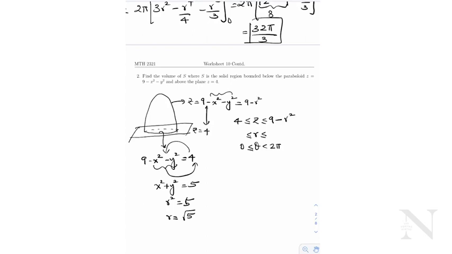Some of you still believe that x squared plus y squared is r. You need to keep your notes next to you when you're writing it. That's one of the good things about online classes: you don't have to memorize things, just look it up, right? So it's r squared, not r. And r goes from 0 to square root of 5 because of this calculation I've done here. Theta goes from 0 to 2 pi.